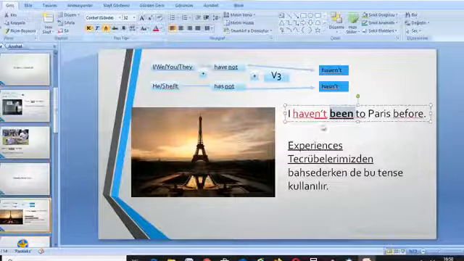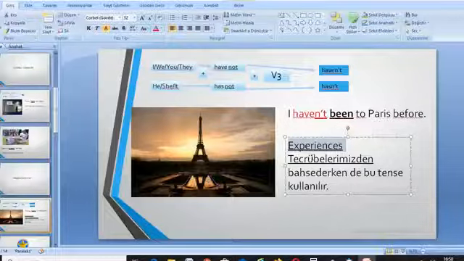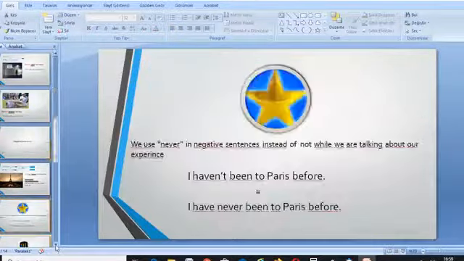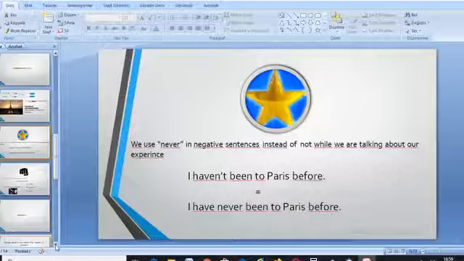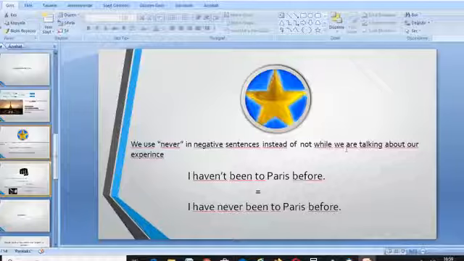Okay. So when we are talking about our experiences, we use present perfect tense. Okay. Experience. What's experience? Yes, you're right. Good. And now, never. As you know, I think most of you know the meaning of never. It means not. We use never in negative sentences instead of not, while we are talking about our experience.